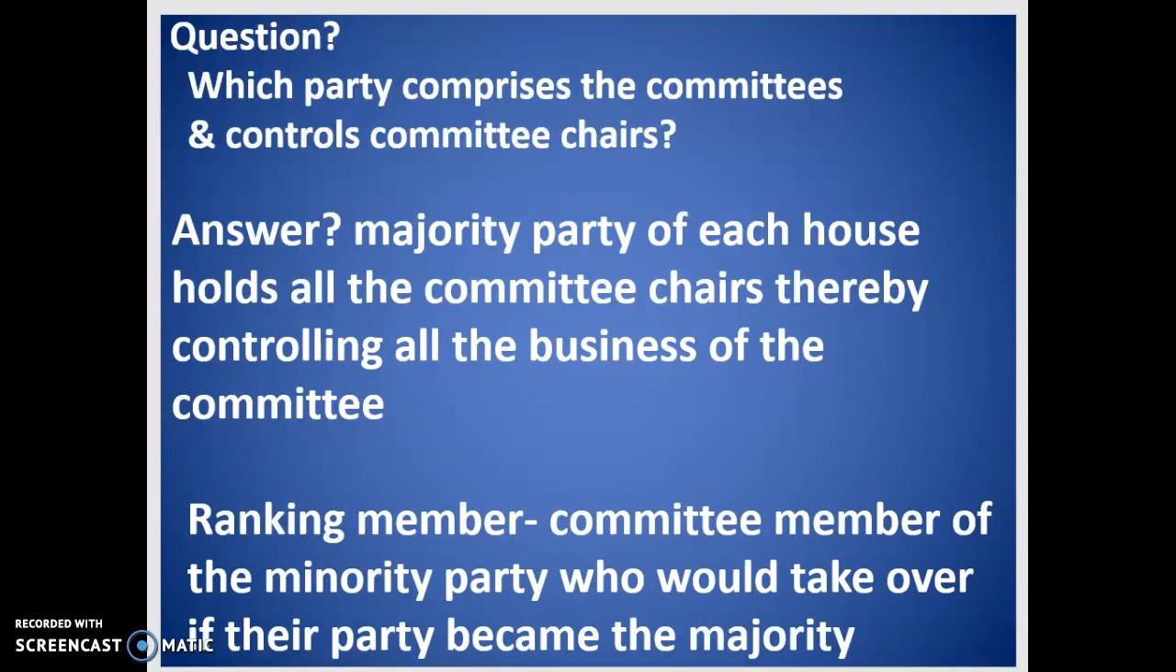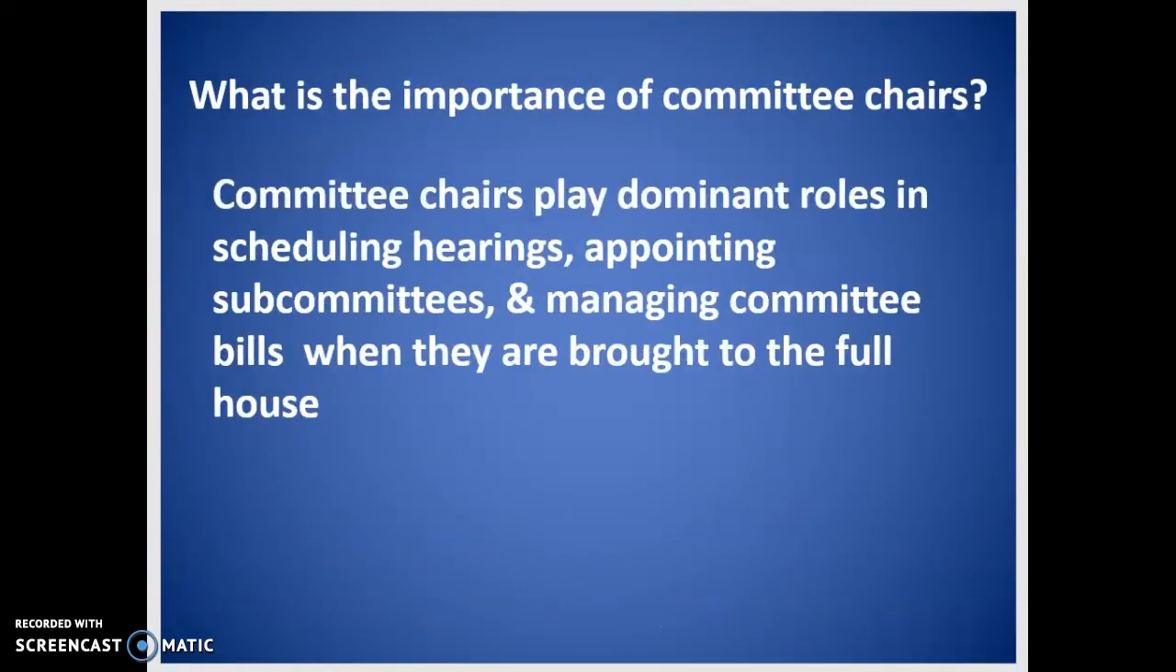The ranking member of each committee, that is from the minority party, and if the majority party loses, then that person usually will become the committee chair. Why is it important to be committee chair? Well, they get to schedule, they get to say when we're going to debate things, they can create subcommittees, they can get rid of subcommittees. Basically, they're in charge of the committee.